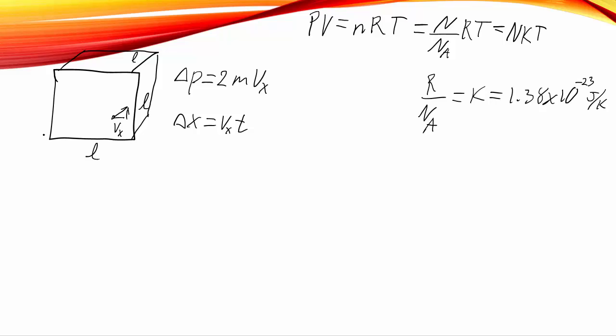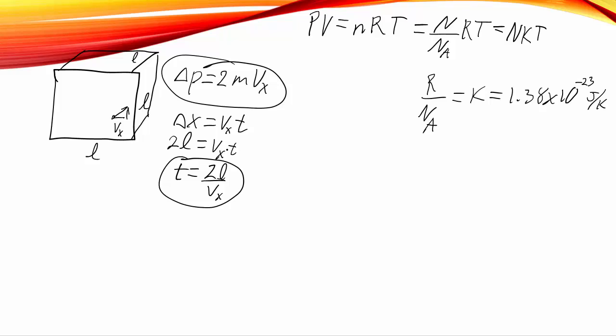If it just left the wall, it has to go all the way over here and then back. So delta x is 2L, and we've got vx t, so the time between collisions is going to be 2L over vx. I'm going to circle these things here because we're going to use them later on.